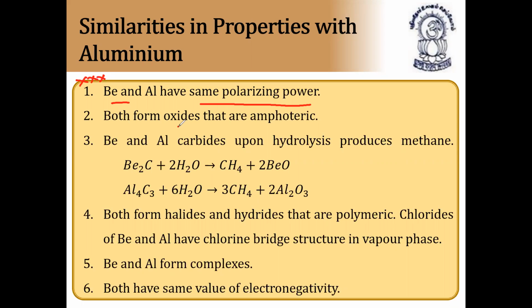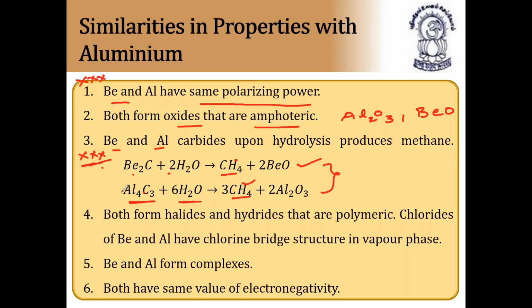Second point, both form oxides that are amphoteric. Aluminum oxide, Al2O3, is amphoteric, and beryllium oxide is also amphoteric. Beryllium and aluminum carbides are very, very important, please note down. They are used in the preparation of methane gas, an organic compound. Beryllium carbide on hydrolysis forms methane along with beryllium oxide, and aluminum carbide, Al4C3, on hydrolysis with water forms methane gas.